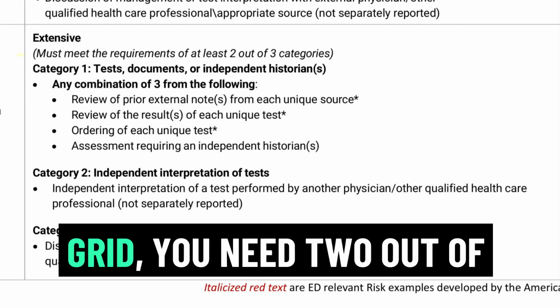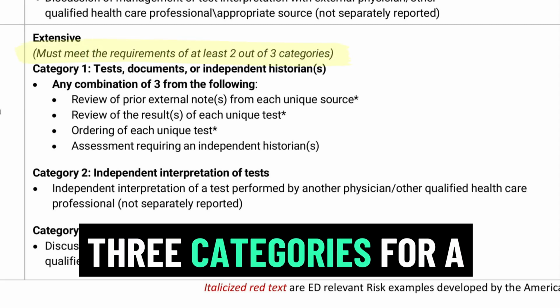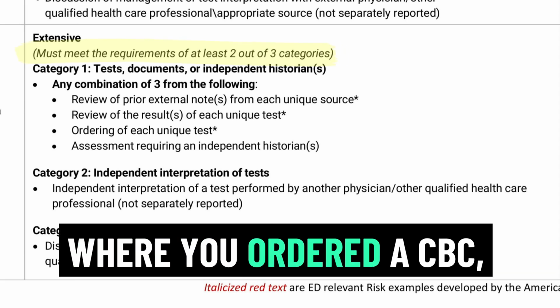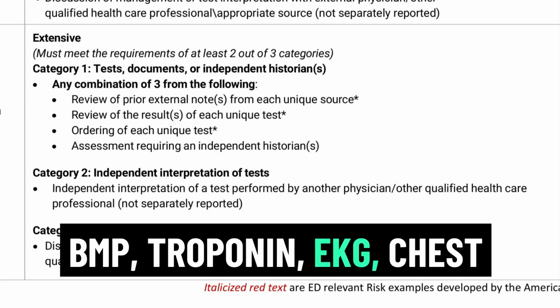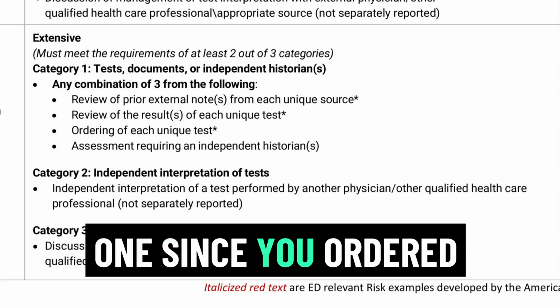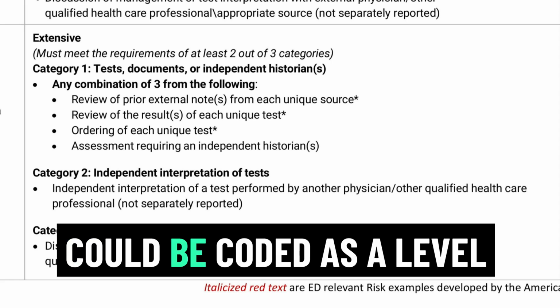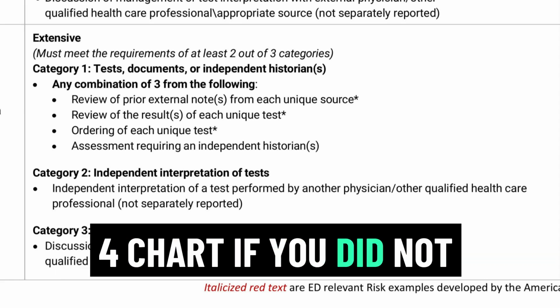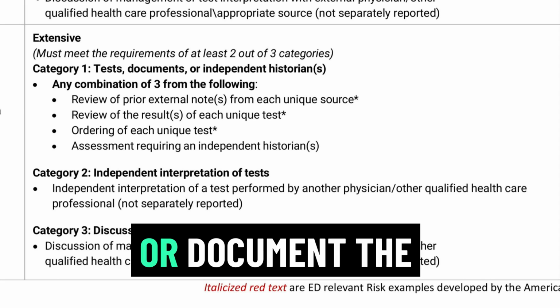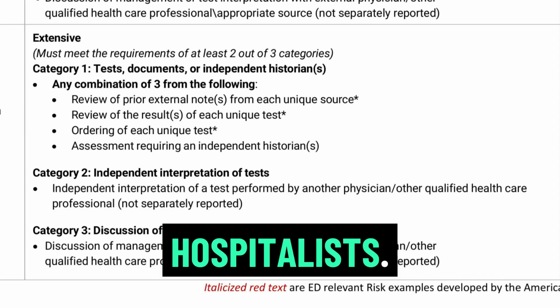If you look again at the grid, you need 2 out of 3 categories for a level 5 chart. You can see how a patient you admitted for chest pain, where you ordered a CBC, BMP, troponin, EKG, chest x-ray, which satisfies category 1 since you ordered 3 different tests, could be coded as a level 4 chart if you did not document the independent interpretation of the EKG or chest x-ray or document the discussion with the hospitalist.